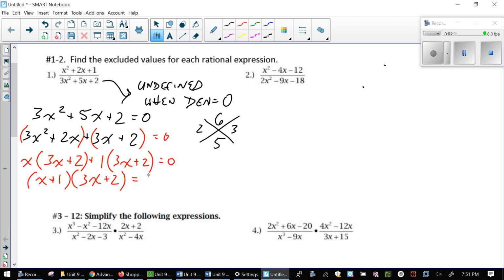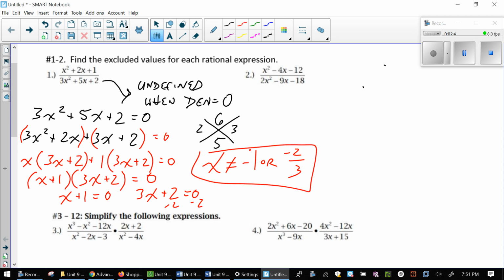And of course, you can do that with guess and check if you prefer. Now we just take each one of those, set it equal to 0, and solve. And when we solve those, then we get the excluded values where this is undefined. X cannot equal -1, or let's see, if I subtract that 2 and divide by 3, -2/3. Those are two excluded values that make the denominator equal to 0.